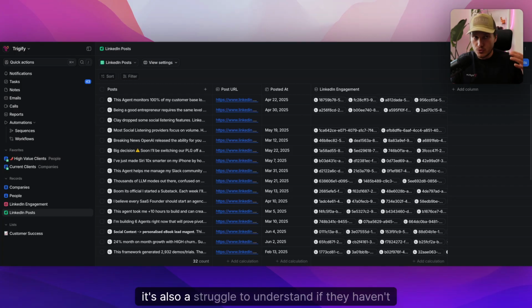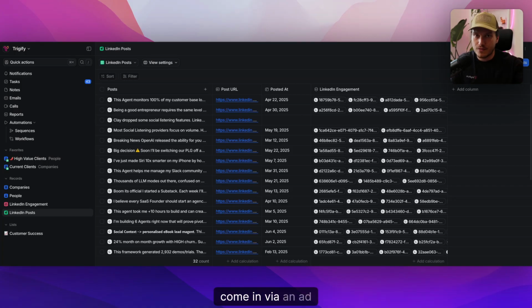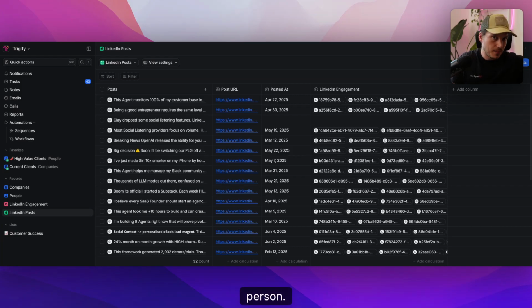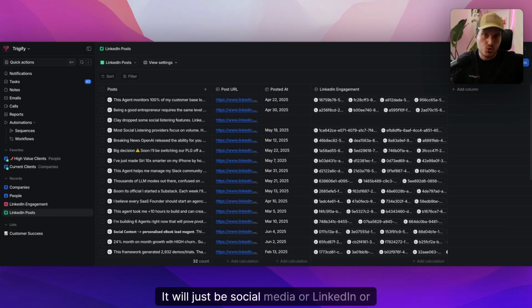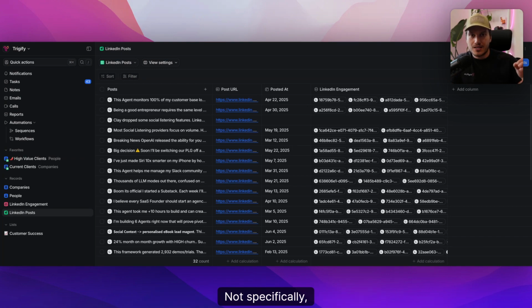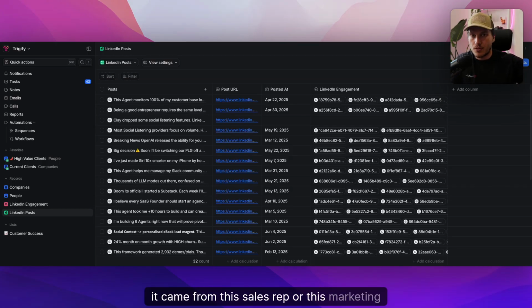And it's also a struggle to understand, if they haven't come in via an ad, the true UTM of that particular person, right? It will just be social media or LinkedIn or Facebook or whatever it is as a whole, not specifically that it came from this sales rep or this marketing person's post or the founder's post.